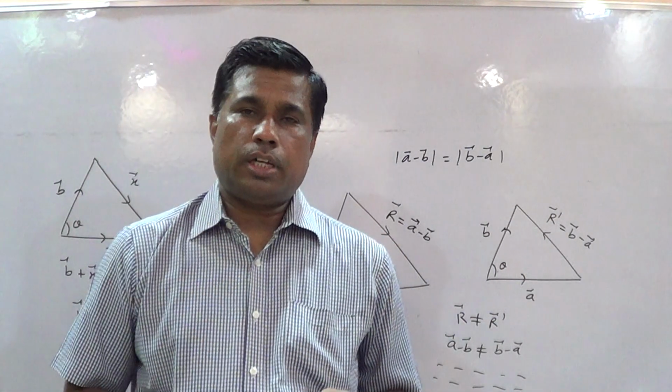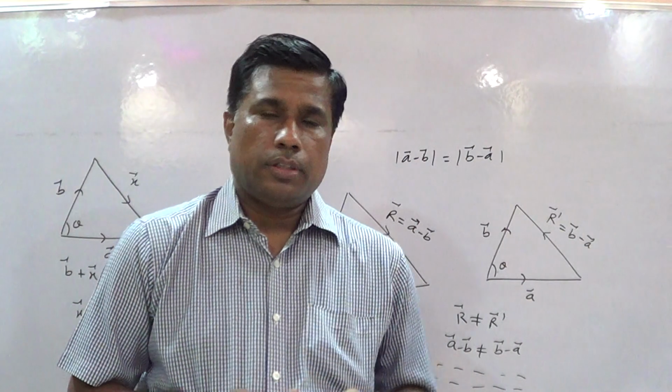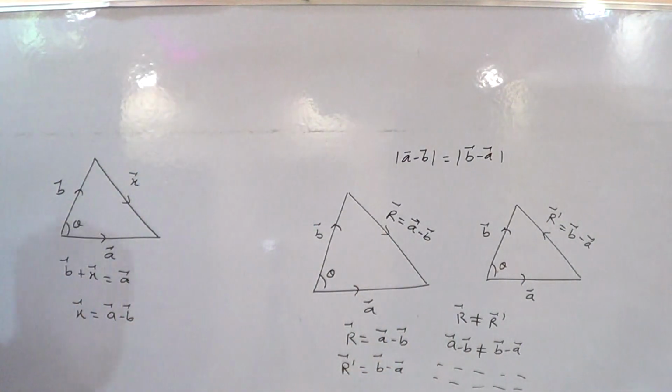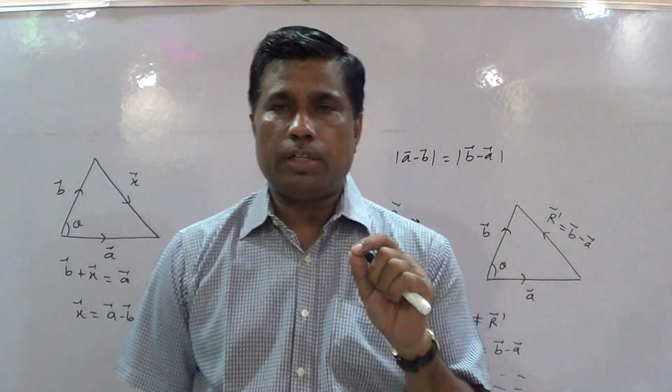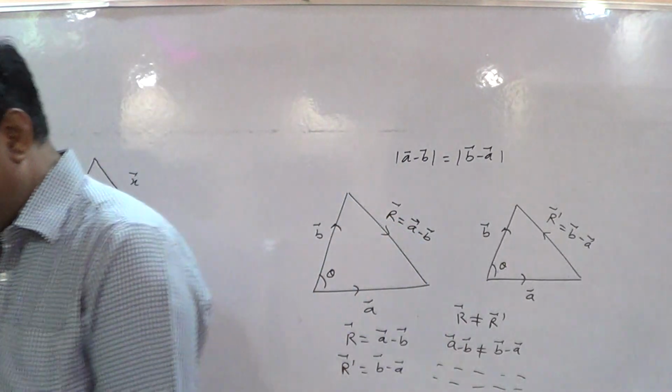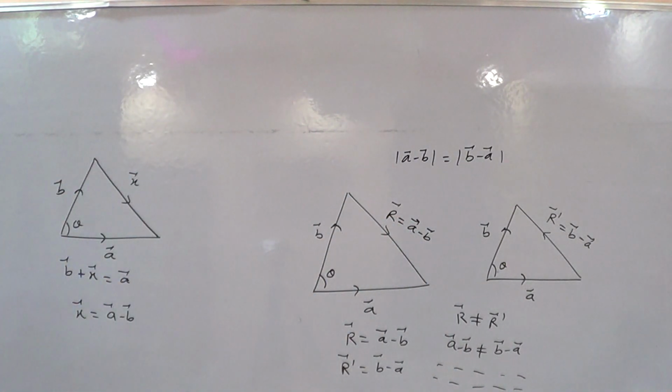this is the second method of subtraction of two vectors. You can write it. Please write it fast. Student, when I am saying to write, please pause my video and write it. Please pause this video and write it.